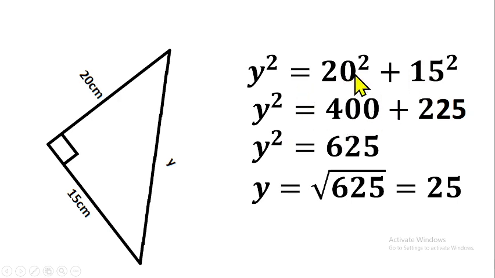Then you can simplify further. 20 squared will give us 400. 15 squared will give us 225. Then 400 plus 225 will give us 625. Then from there, our aim is to find y, not y squared, and that is by taking the square root of both sides. The square root of y squared will give us y, and the square root of 625 will give us 25. So we have been able to find the third side of this right angle triangle using Pythagoras theorem. I hope you understand this.